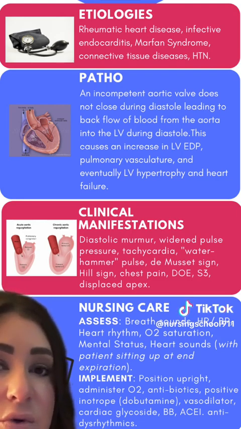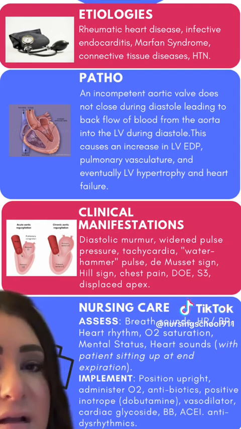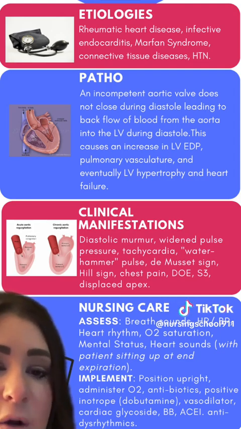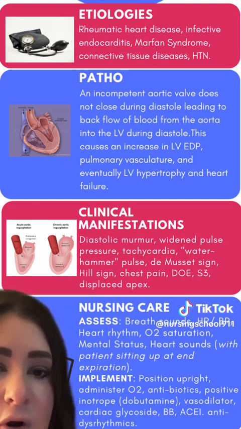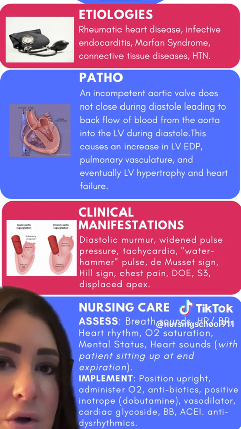Vasodilators are going to decrease afterload, or decrease the work that the heart has to overcome to pump out to the body. Cardiac glycosides like digoxin are going to help control heart rate. And then for blood pressure, ACE inhibitors, not during acute aortic regurg, okay? Only in chronic aortic regurg to help manage blood pressure. And then obviously antidysrhythmics if atrial fibrillation or other palpitations are an issue.